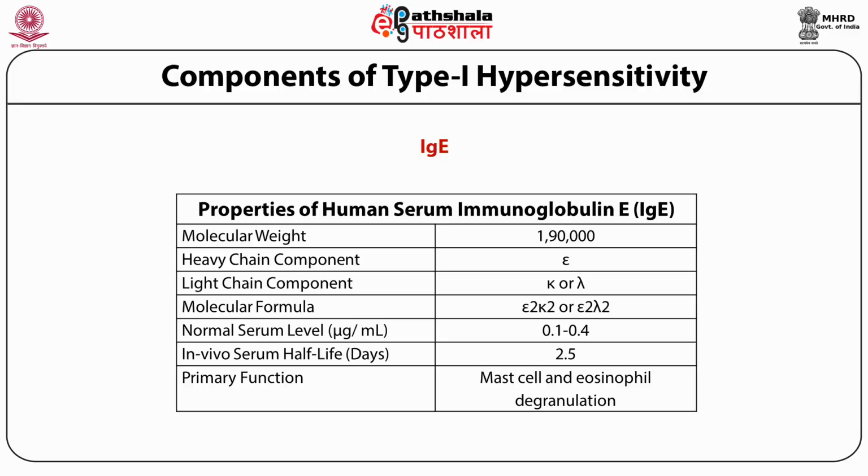The heavy chain component is epsilon. The light chain component can be either kappa or lambda. The normal serum level of this particular antibody is 0.1 to 0.4 microgram per ml. The in vivo serum half-life is around 2.5 days, and the primary function involves mast cell and eosinophil degranulation.